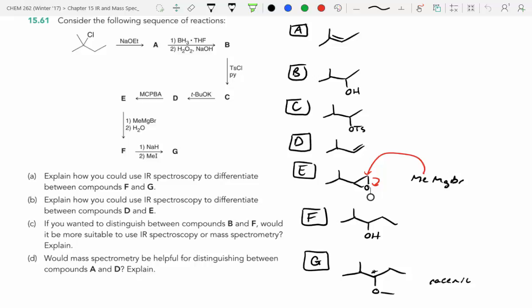So you can do that as well. All right, and then C is, how can you distinguish between compound B and F? Would you want to use IR or mass spec? Mass spec, absolutely. So we could use mass spec to determine the molecular weight change, right? One of them has a very different molecular weight than the other. So you could very easily do that with mass spec, not so easy with IR. And then with D, it says, would mass spectrometry be helpful for distinguishing between A and D? No. What do you guys think?